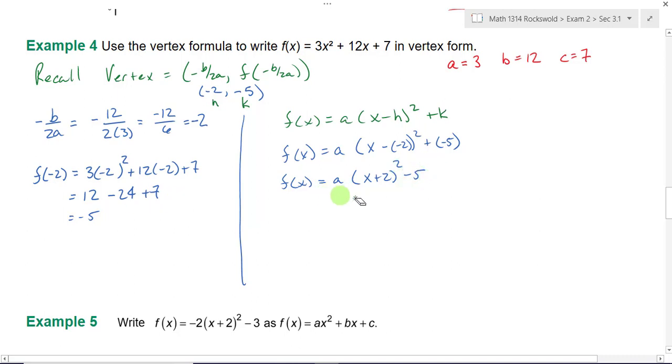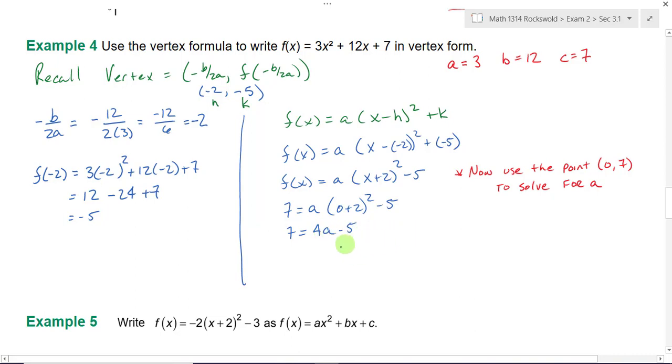Now we need one more point on this quadratic function so that we can solve for a. An easy point to get is your y-intercept. To find the y-intercept, remember we just plug in 0 for x, and when I plug in 0 for x, what is y? 7. We're going to use the point (0, 7) to help us solve for a. I'm going to plug in a 0 for x and a 7 for y. So that gives me 7 equals a times 0 plus 2 squared minus 5. 0 plus 2 is 2, 2 squared is 4, so this becomes 4a minus 5.